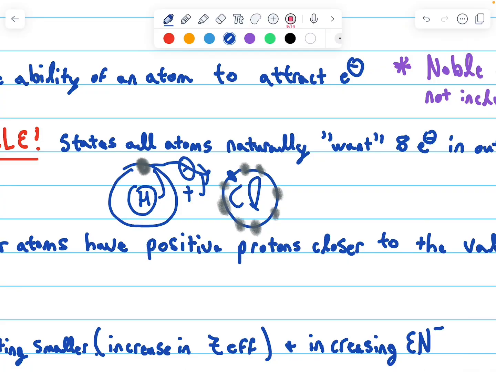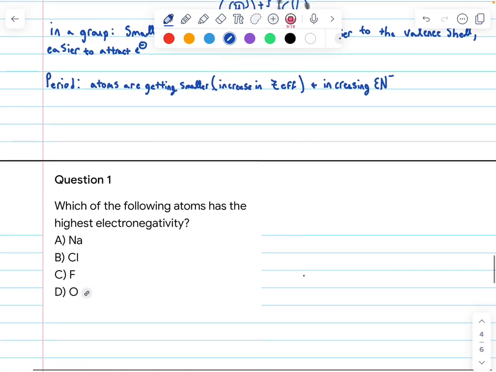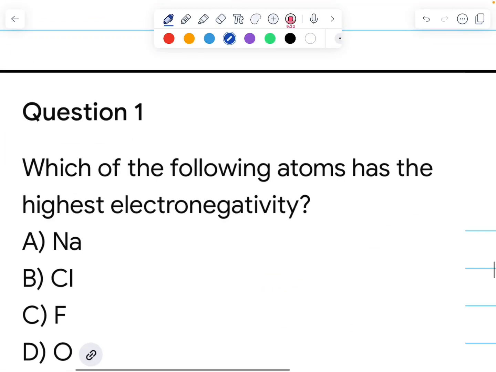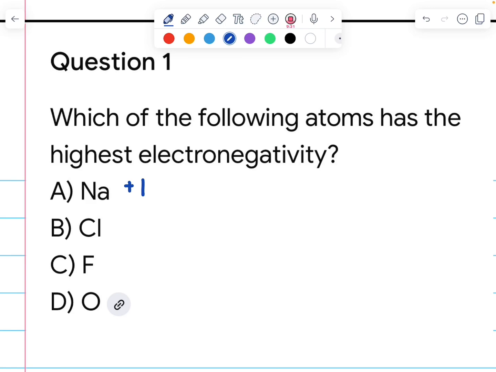So let's look at a quick question. Which of the following atoms has the highest electronegativity? Sodium has 1 valence electron, so it has a charge of +1 when bonded. That's not going to be very electronegative because it really wants to get rid of this 1 electron. Underneath this valence shell it has 8 already, so it's really going to participate in a lot of ionic bonds where it can get rid of this one electron.